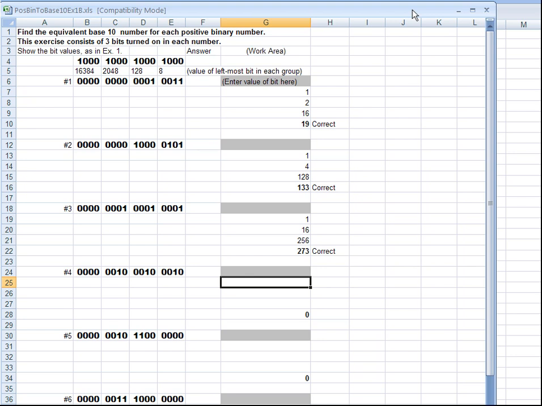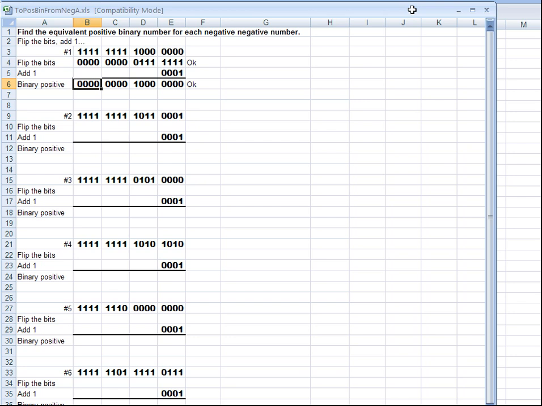Let's take a look at one from the next set. We have to find the equivalent positive binary number for each one, so we have to flip the bits and add 1. So let's go over to exercise number 2. This one, Excel doesn't lend itself to do it quite the way it would be if you did it by hand. If I were doing it by hand, I would work from right to left, but Excel doesn't work that way, so you just kind of have to do it in your head.